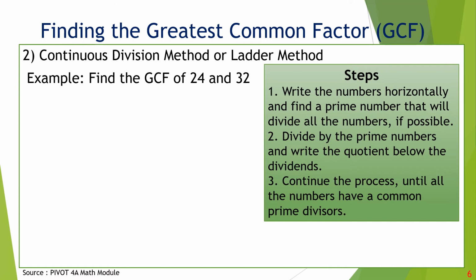Number 1, write the numbers horizontally and find the prime number that will divide all the numbers if possible. Number 2, divide by the prime numbers and write the quotient below the dividends. Number 3, continue the process until all the numbers have a common prime divisors.